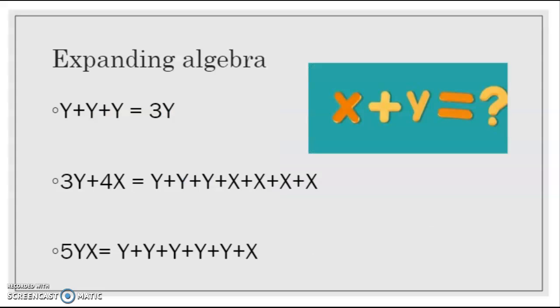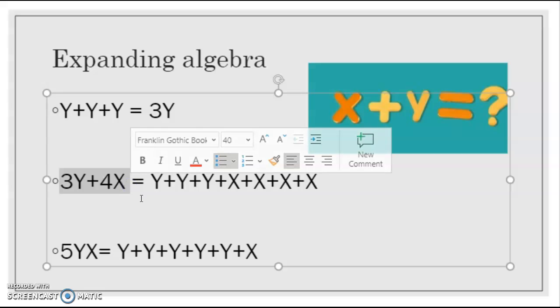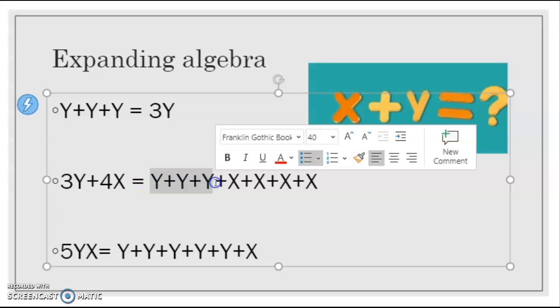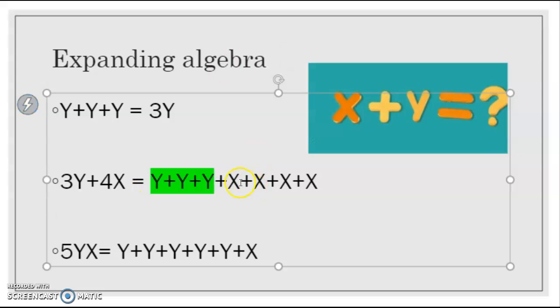Okay, so expanding algebra. So, like what we've just done, y, as you could probably know by now, is 3y. However, you may get a question in your exams or in your class which gives you this instead. 3y plus 4x, and then they ask you to expand it. All this means is do the opposite of what you've done before. If you've got 3y, you need to write 3y out. And if you've got 4x's, you need to write 4x's out. That is expanding 3y plus 4x.